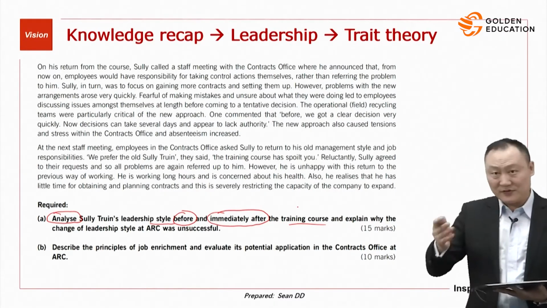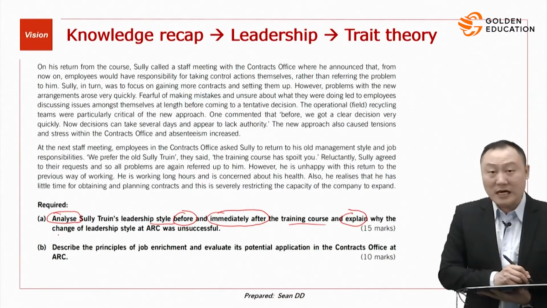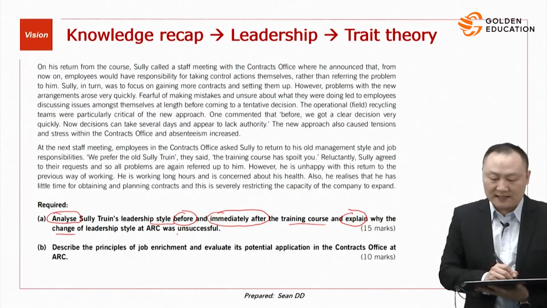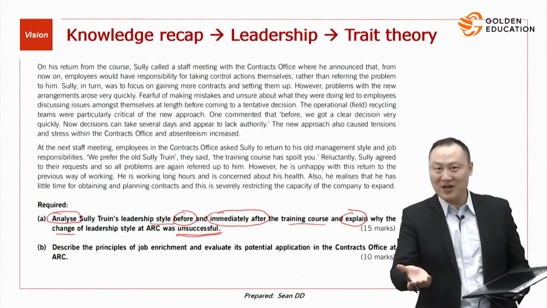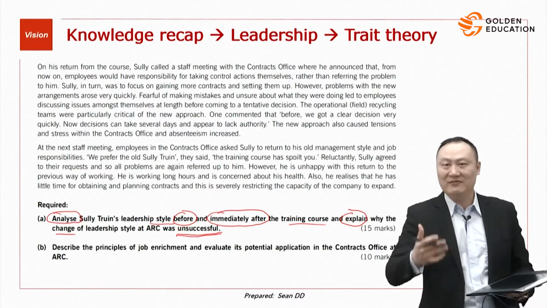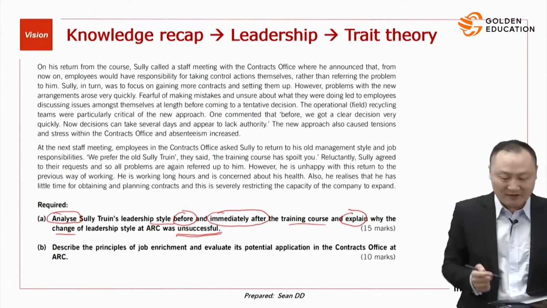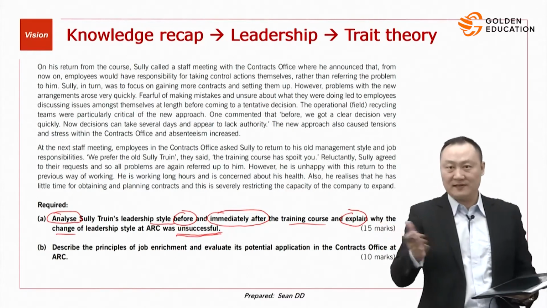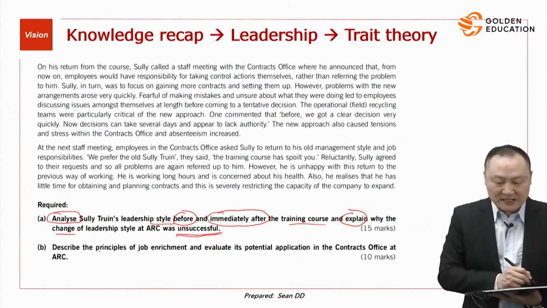right? This is an entry-level question, and I explain why the change of leadership style at ARC was unsuccessful, right? That means he changed his leadership style, but he failed. Why? And you need to know the reasons and tell the examiners or the markers and get the full marks and leave. Easy questions, 2 parts, right? First part is about their leadership styles before and after the class, and second one, tell them the reasons why he failed.